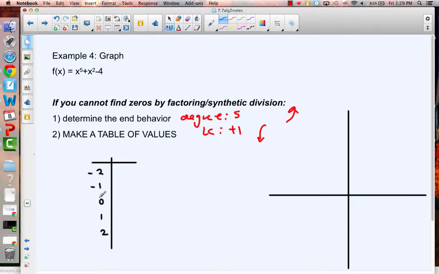You might even have to go more than that, maybe some in between with some fractions, and then plot your points. So I'm going to go ahead and do this real quick. You should do the same by pausing the video and filling in the table, and then we'll check our graph here in a second.